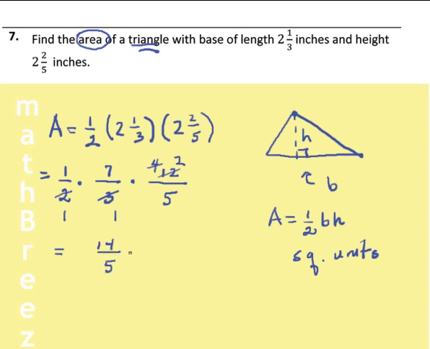And we'll change this over to a mixed number. 5 goes into 14 2 times, remainder 4. So that's 2 and 4/5. And our units are inches, so that'll be square inches.